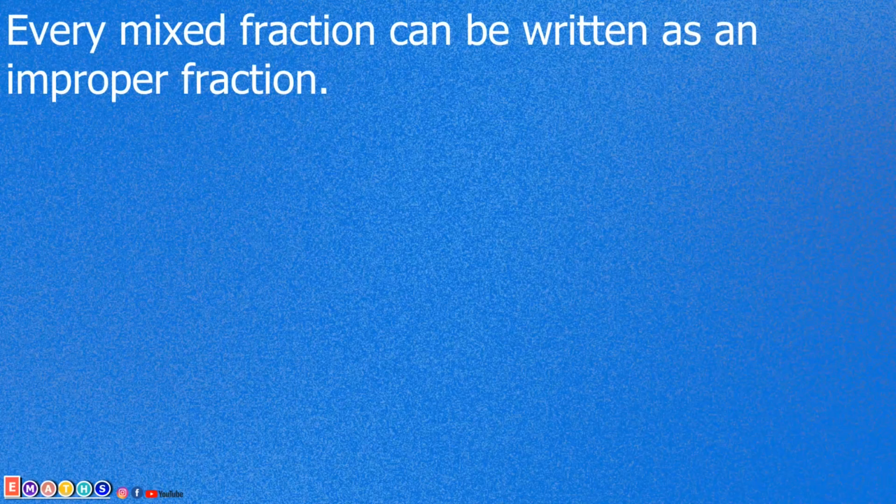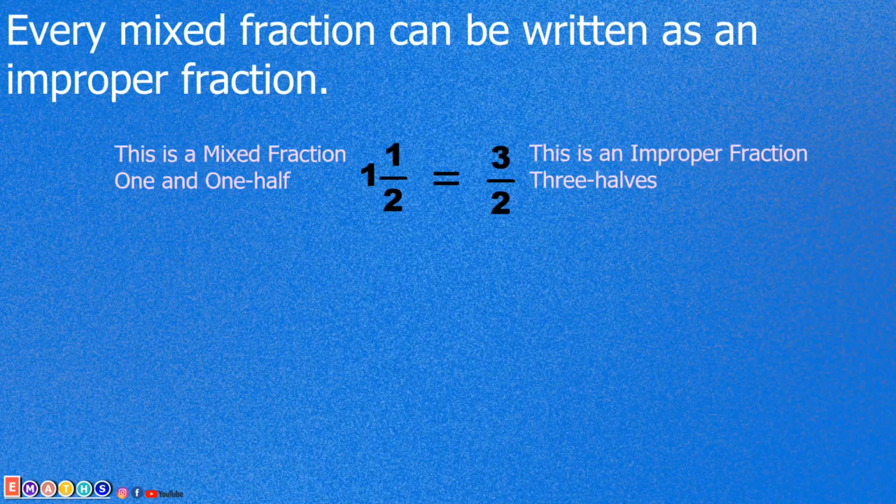Let's take a look at this example. On the left side, this is a mixed fraction. We call this 1 and 1/2. This mixed fraction 1 and 1/2 can be written as improper fraction to the right, 3/2. Mixed fraction 1 and 1/2 equals to improper fraction 3/2.